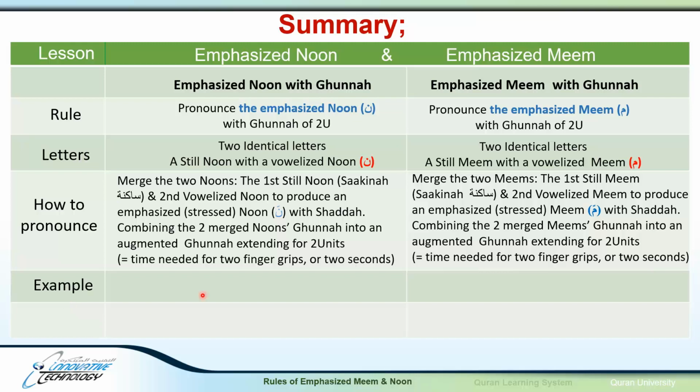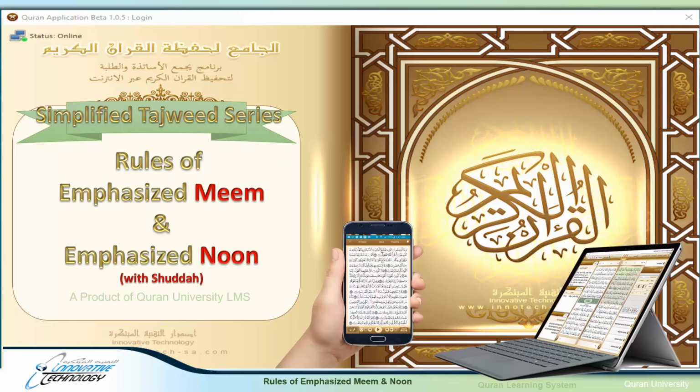And in given examples, من الجنة, والناس, for the Noon, the symbol is to be given a color green with a Shaddah in Mushaf Tajweed, and here, حمالة الحطب, to be given a color green with a Shaddah on the Meem in Mushaf Tajweed. And that brings us to the conclusion of this lesson on the rules of the emphasized Meem and the emphasized Noon.